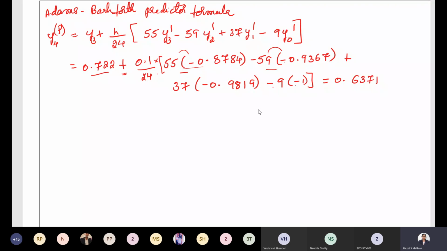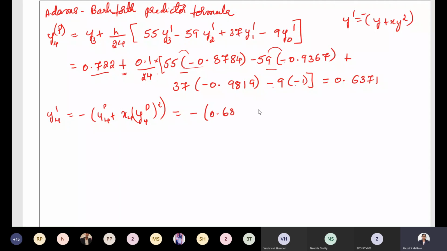Next, now we have to apply the corrector formula. In order to apply the corrector formula, we need to find that y4 dash value first. So what will be y4 dash? We know y dash is minus y plus xy square. So y4 dash will be minus y4 plus x4 y4 square. Here we have to use the predicted value, y4 power p, which we have just got, 0.6371, plus x4 value is 0.4, then y4 whole square.